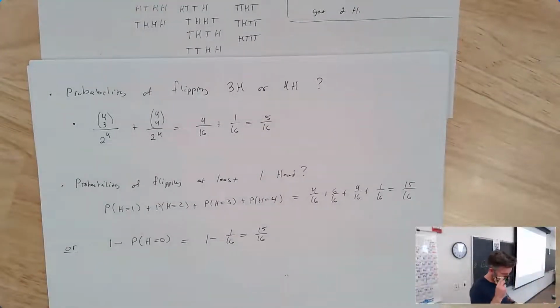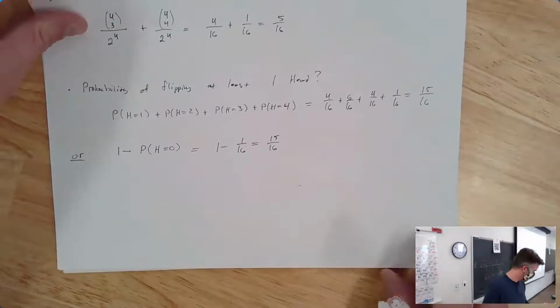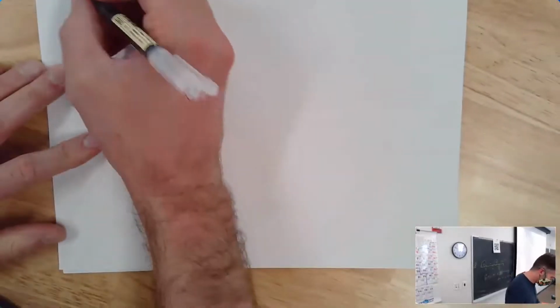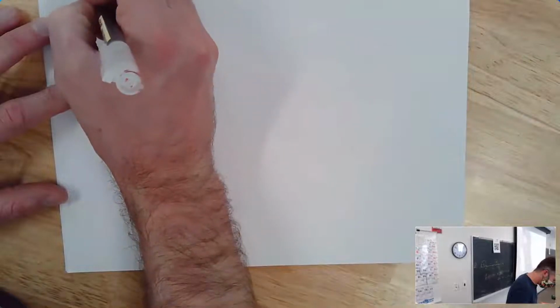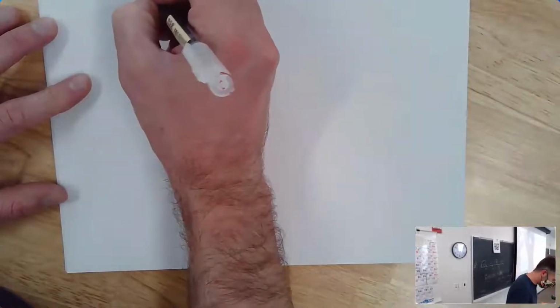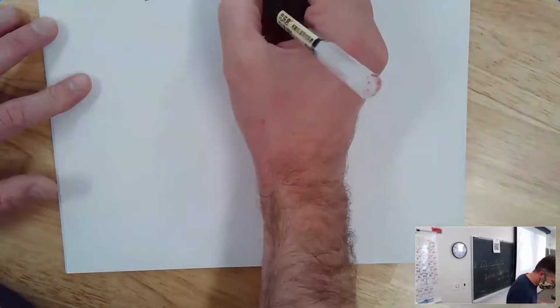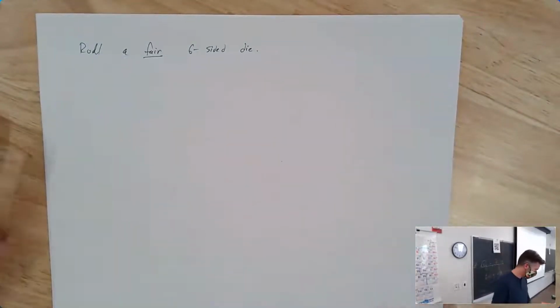Let's do some more. We're definitely going to talk about conditional probability today, which I think you talked about in class. Okay. Let's do a couple more examples just to make sure we're all on the same page. So let's say you roll a fair 6-sided die. If someone doesn't say fair, the implication still is that the die or the coin or whatever is fair, but it's good to be precise.